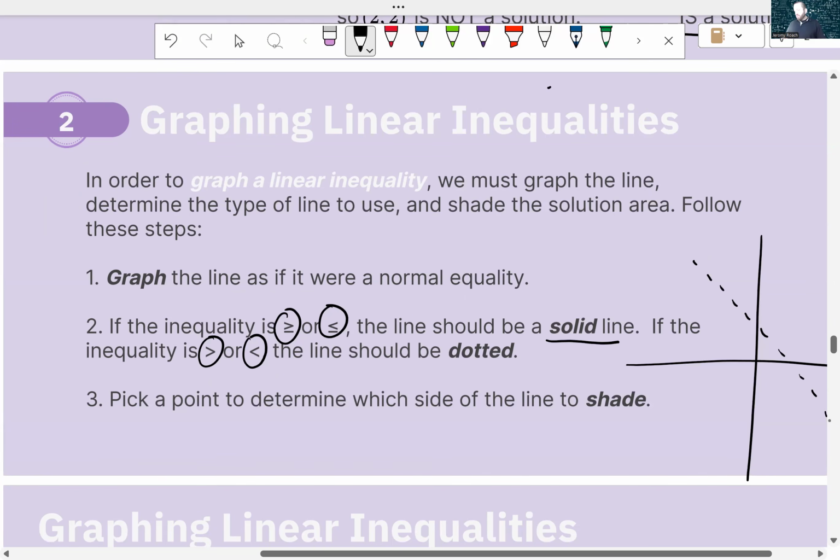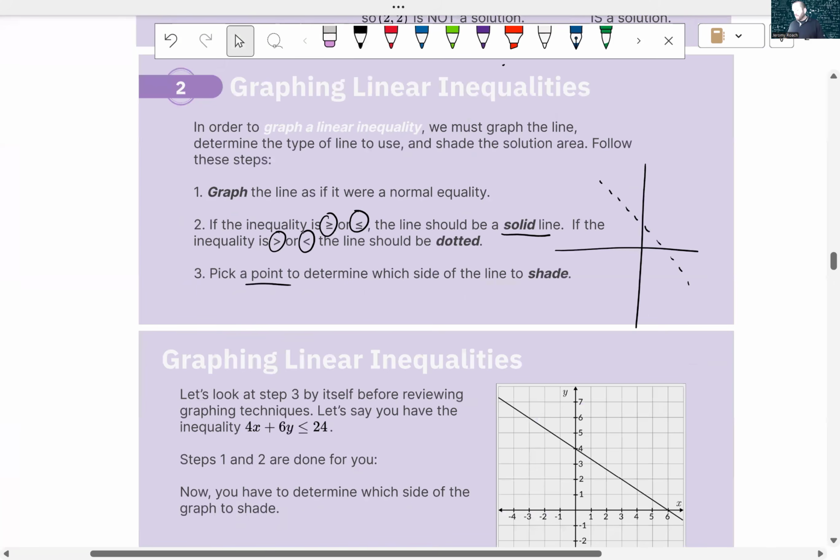And then we pick a point randomly to determine what side to shade. Now, normally if y is less than, we shade underneath. If y is greater than or equal to, we shade above the line. So those are the general rules, but we can also pick a test point to decide what side we shade.